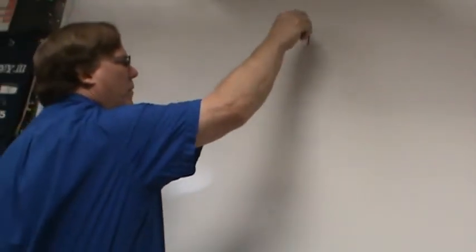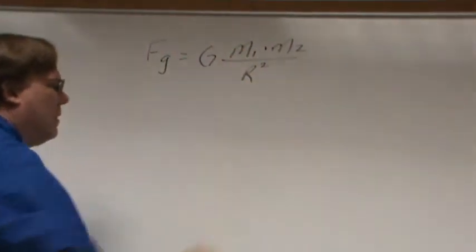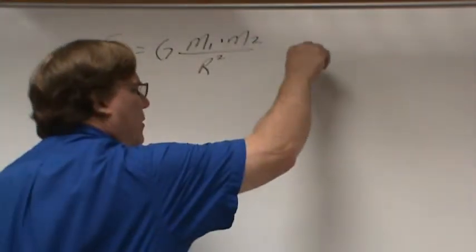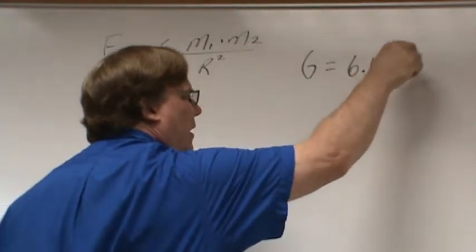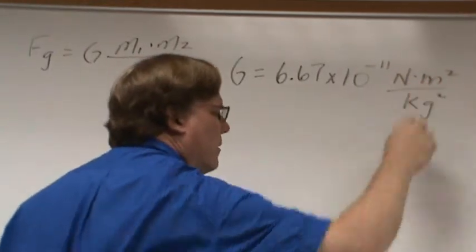Here we go. You learned Friday Newton's law of universal gravitation. The fact that Newton figured out that the gravitational force is proportional to each of the masses, and it's also inversely proportional to the square of the distance between the centers of mass of those masses. He didn't know what G actually was, but later on we learned that G has the value of 6.67 times 10 to the negative 11th Newton meters squared per kilogram squared.